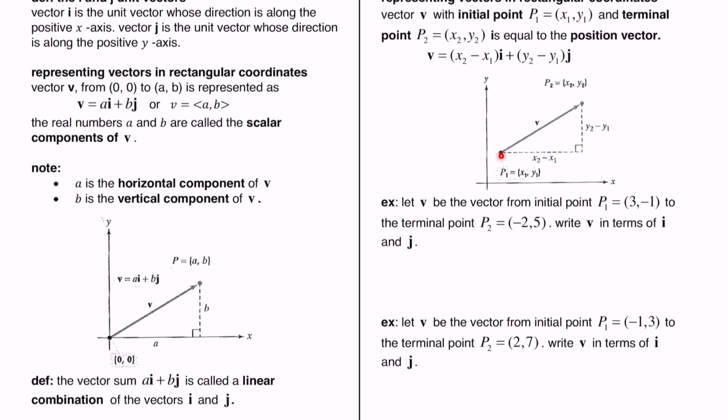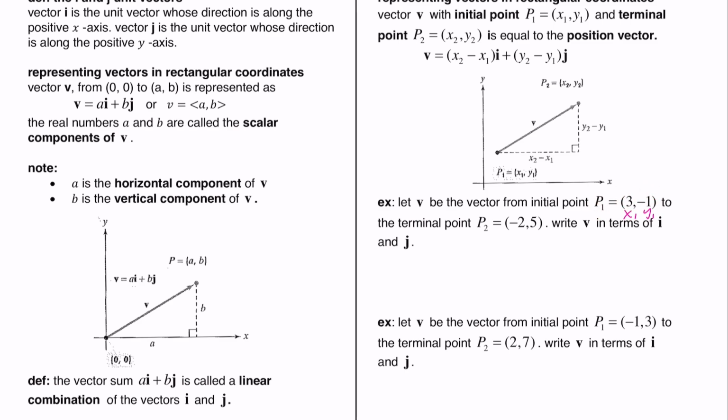So we have the change in x, and then here you can see the change in y, and again it creates that vector. This example says, let v be the vector from initial point p sub 1 equals 3, negative 1. I'm going to label this x1, y1. And then we have the terminal point of the vector p sub 2, which is negative 2, 5, and I'll label this x2, y2. And the example says, write v in terms of i and j.